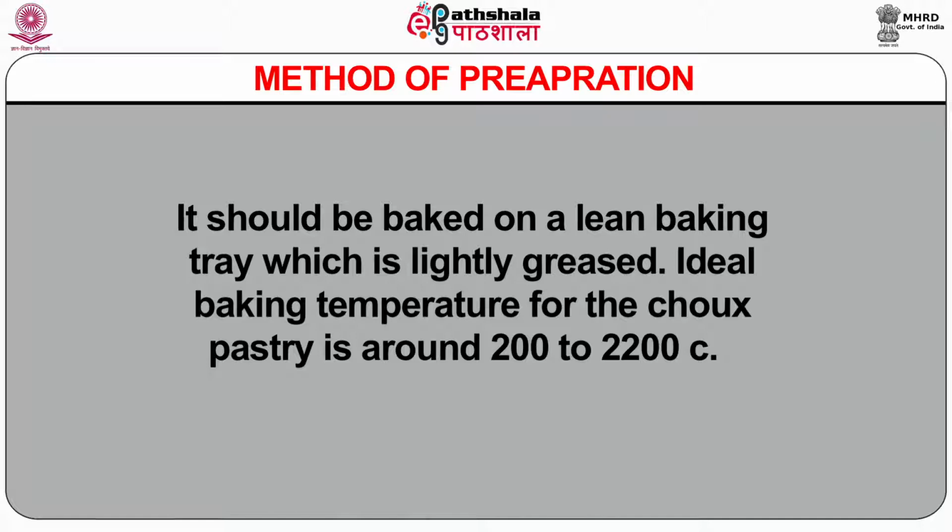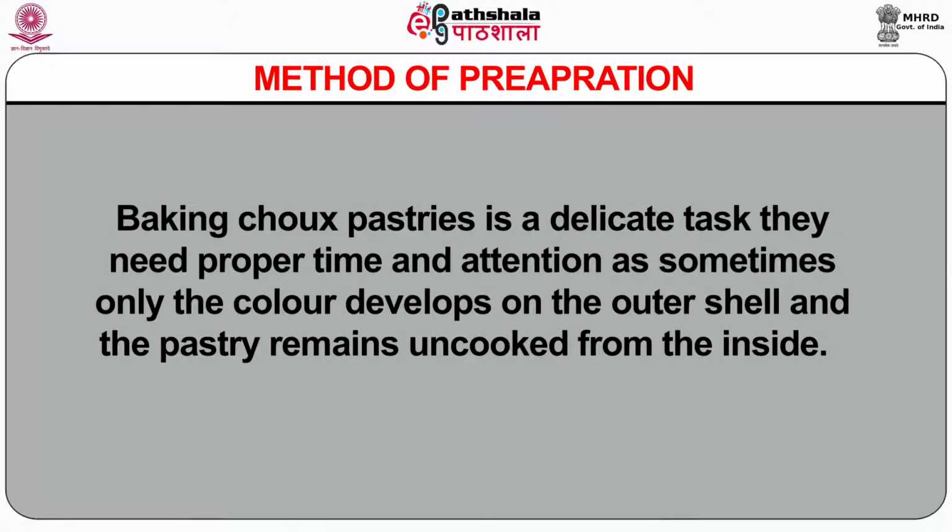Ideal baking temperature for the choux pastry is around 200 to 220 degrees Celsius. Baking choux pastries is a delicate task. They need proper time and attention, as sometimes only the color develops on the outer shell and the pastry remains uncooked from the inside.